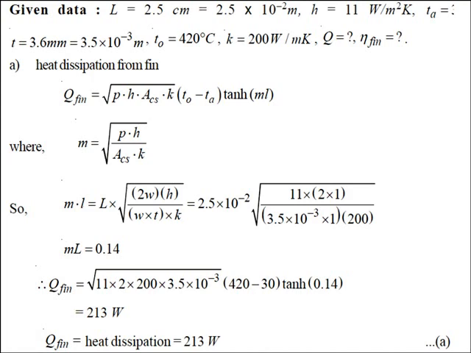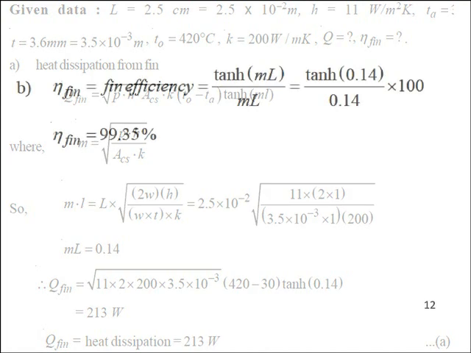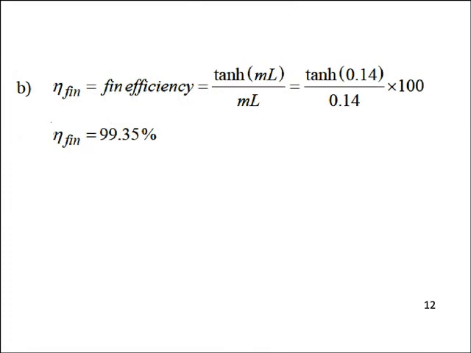So all data are available. You can find the h value, P value, cross section area, thermal conductivity, base temperature, surrounding temperature, everything is given. When we put all the values and calculate, we will get the heat dissipation from the fin, that is equals to 213 watt. So friend, I hope it is very much clear to you how to find out heat dissipation from the fin.